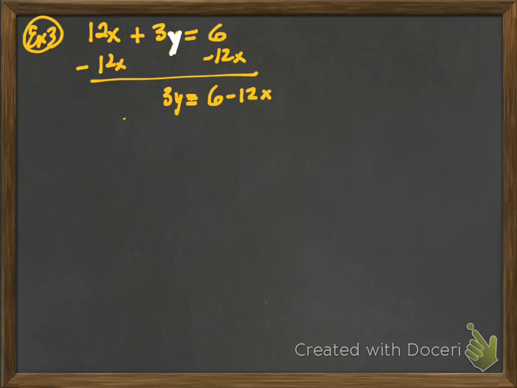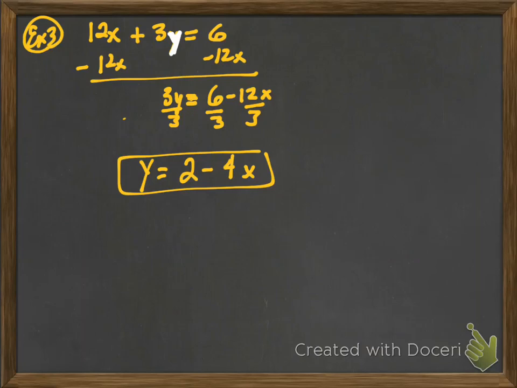And then you divide by 3. So if I divide him by 3, I divide everybody by 3. Tell me what that gives me. Everybody gets divided. y equals 2 minus 4x. That's what happens when you can divide. Got it.